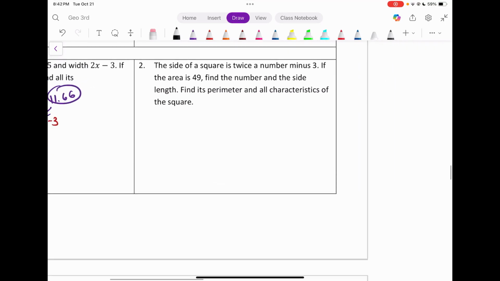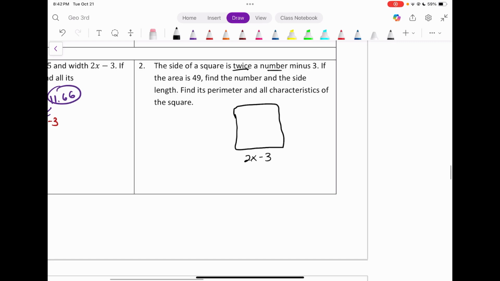So the next one says the side of a square is twice a number, that's 2x, and then minus 3. And we know that all the sides of a square are the exact same. The area is 49. Now, let's talk about the easiest way of doing this. To find the area of a square, you simply multiply length times width. So we've got to figure out what number times itself is 49, and that would be 7. So that tells us all the side lengths are 7.